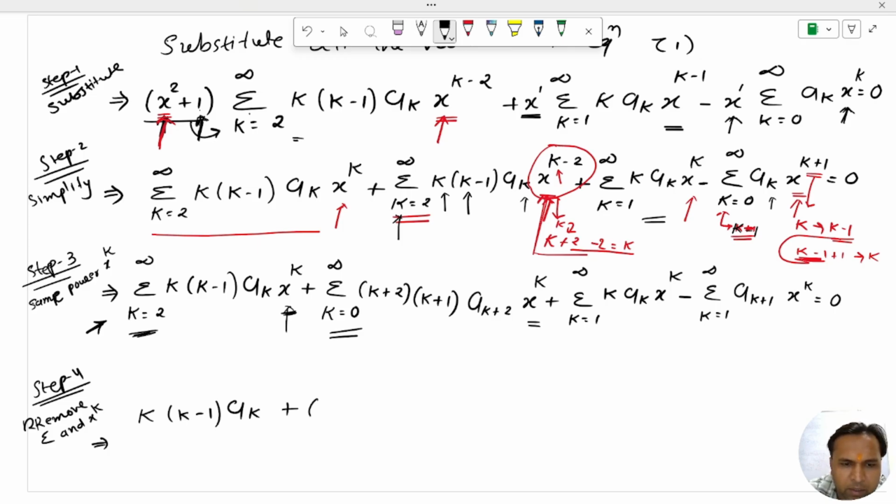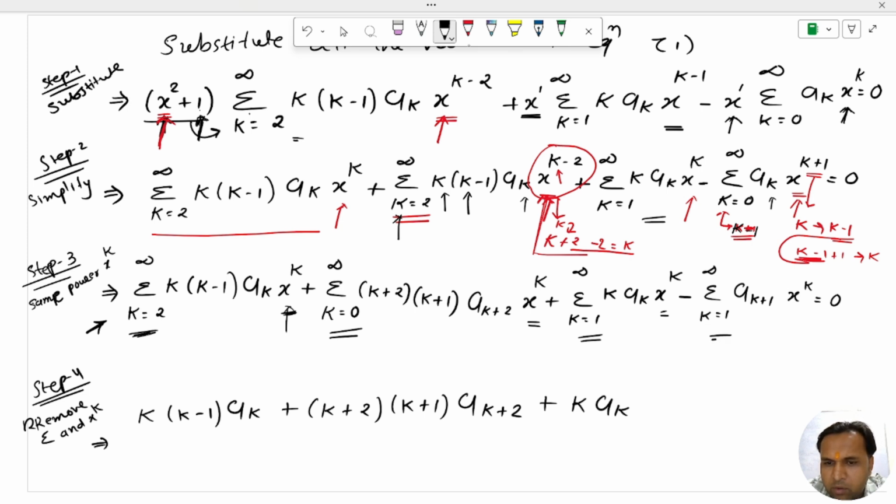So plus k plus 2 k plus 1 a k plus 2. Here you have to remove sigma and x raised to k. So it's become k, minus a raised to k plus 1, equal to 0. I think done. Everyone clear? I think everyone is clear what we have to do, right?